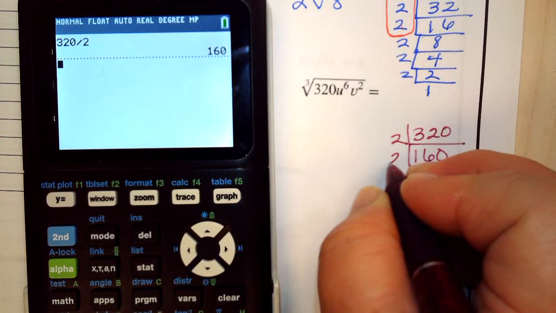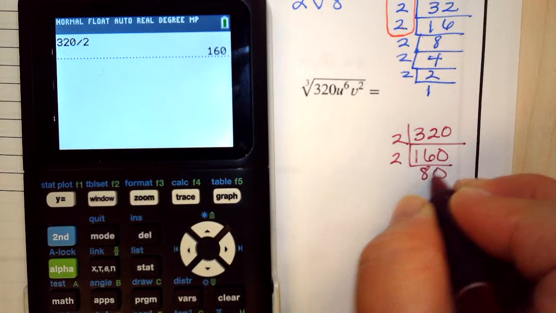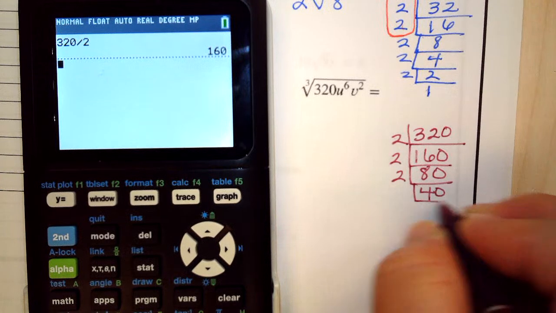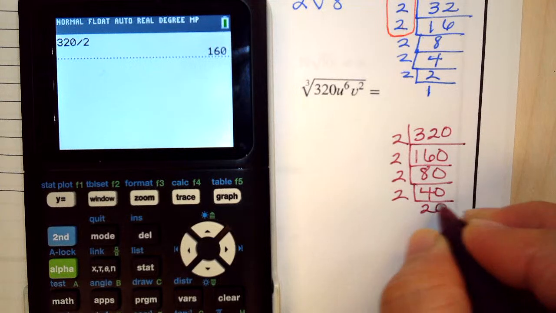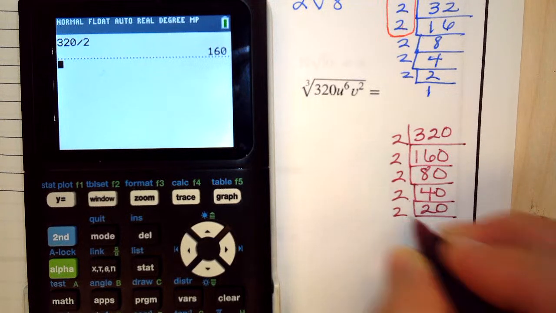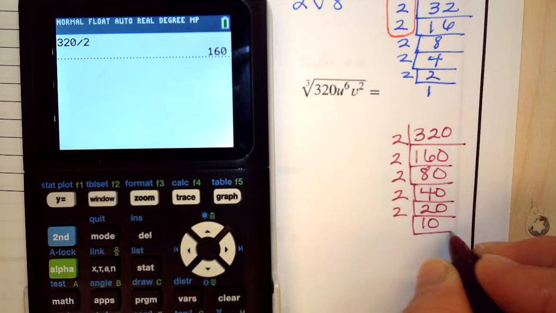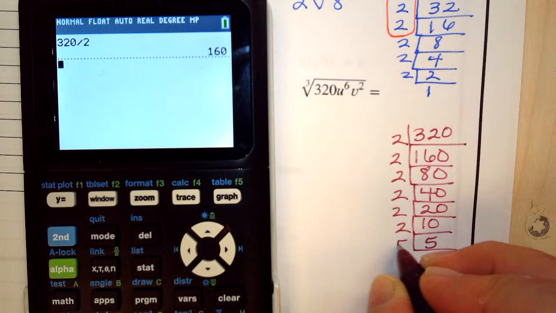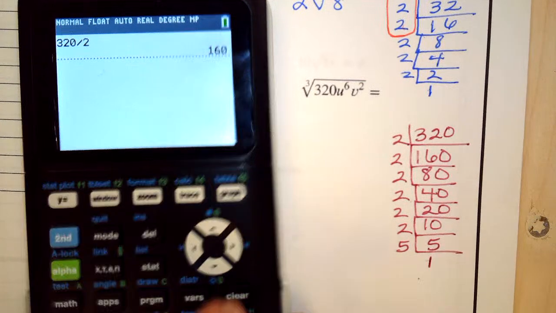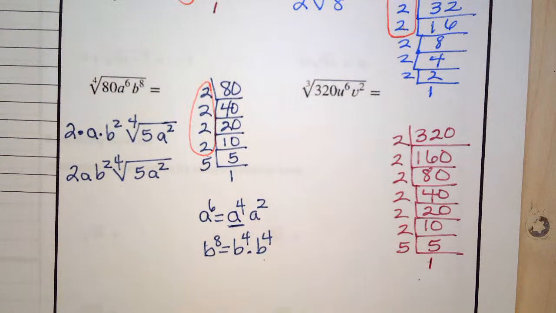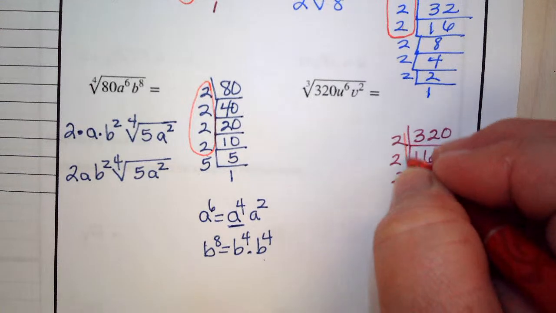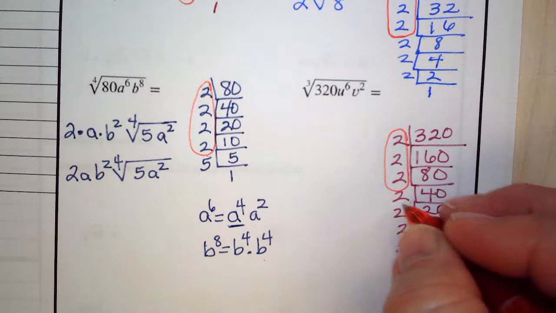160 divided by 2 is 80. 80 divided by 2 is 40. 40 divided by 2 is 20. 20 divided by 2 is 10. 10 divided by 2 is 5. 5 is prime, divided by 5 and 1, and you're done. We are looking for 3 of a kind. 1, 2, 3. So I've got a triplet there.